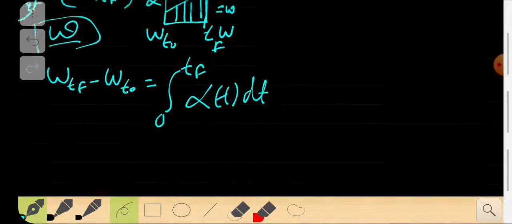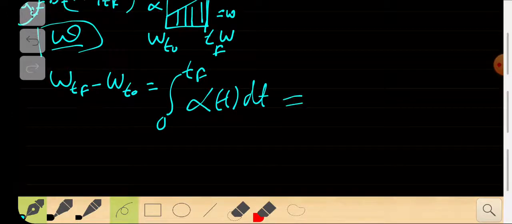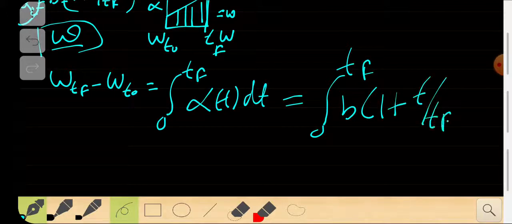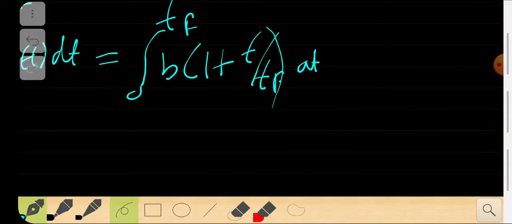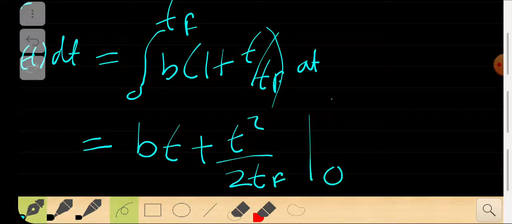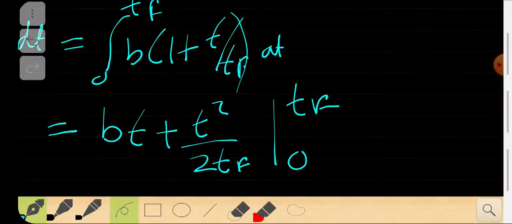So now I can substitute for the value of alpha here, from 0 to t final. Alpha is just b times (1 plus t by tf) times dt, right? So now I can do the integral, and I will get b times (t plus t square by 2 tf). I just did the integral, with the limit 0 to t final. So the integral of 1 dt is t, and of t dt is t square by 2.